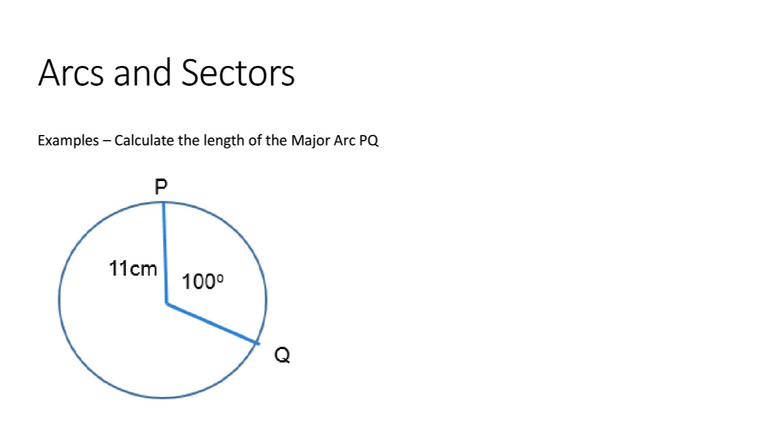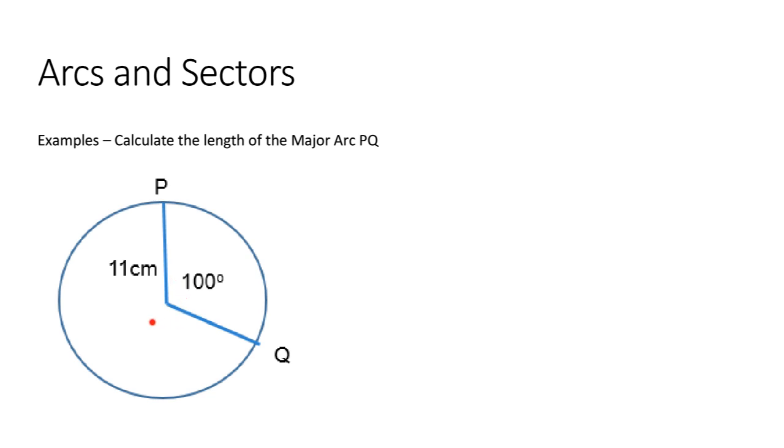So let's look at the second one then. This time we are being asked to calculate the major arc PQ. So the major arc PQ. We know that this is the minor arc, so this is going to be our major arc. First problem that I'm going to identify with this is we don't have an angle for our major arc, but we're going to use a bit of our knowledge. We know that there are 360 degrees in a circle itself. We know that this portion here is 100 degrees.